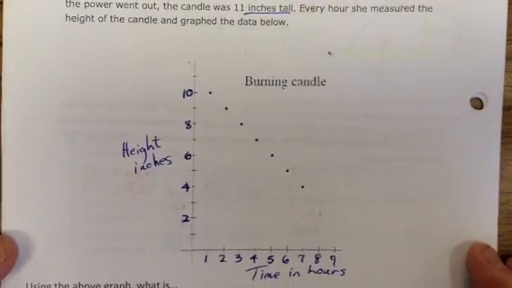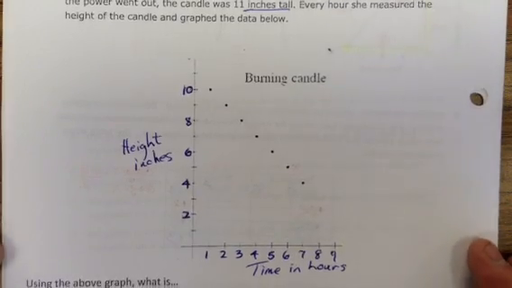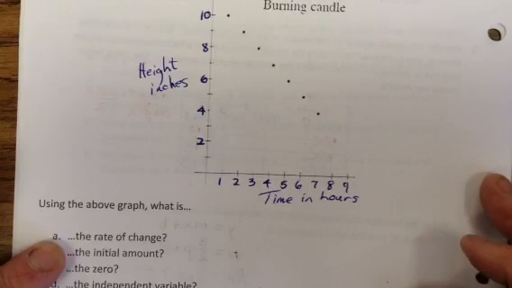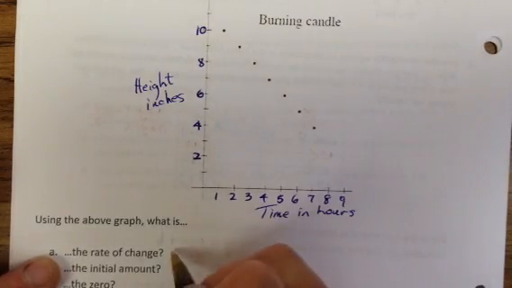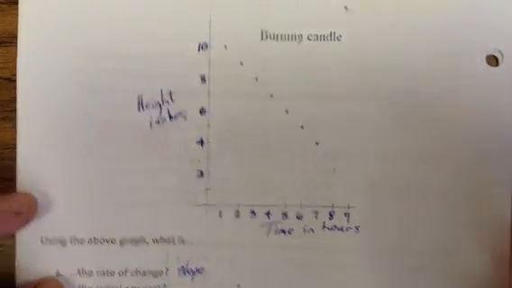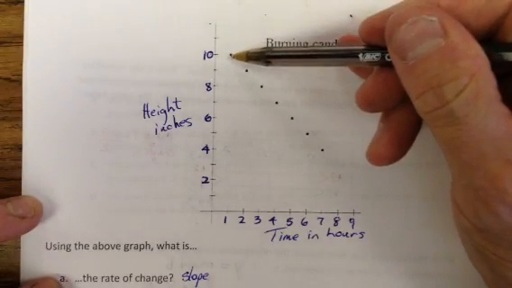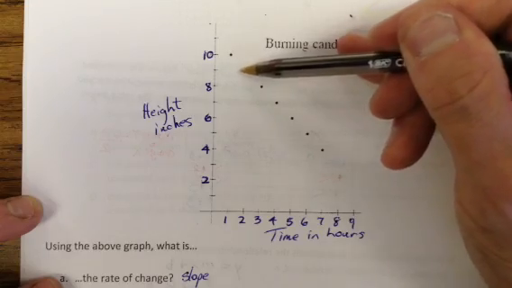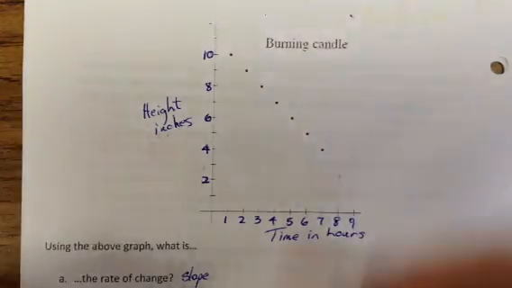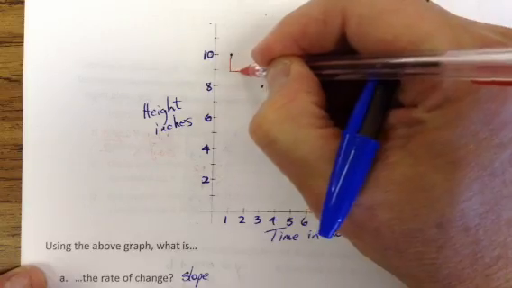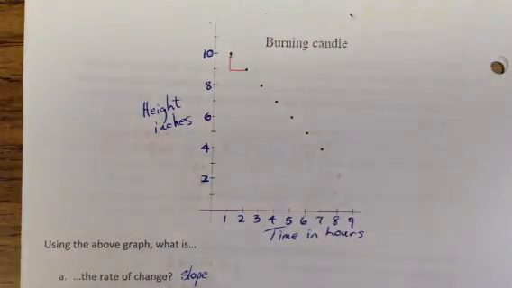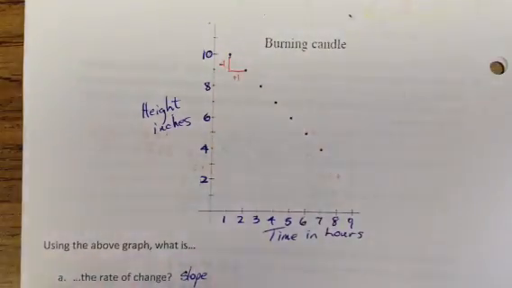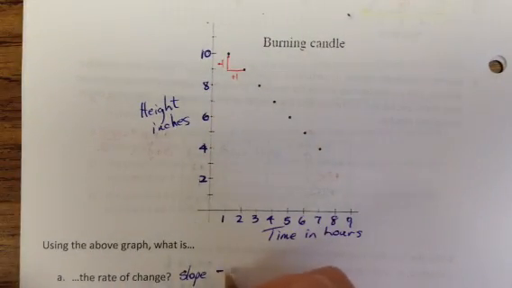Now you notice right here, they ask us some questions. Using the above graph, what is the rate of change? Well, that's the slope. All right, so if I go from this is 1, 10. If I go down 1 and right 1, let me go ahead and put that in, down 1 and right 1, I get to the next box. Down is negative, right is positive, rise over run. My slope is going to be a negative 1.